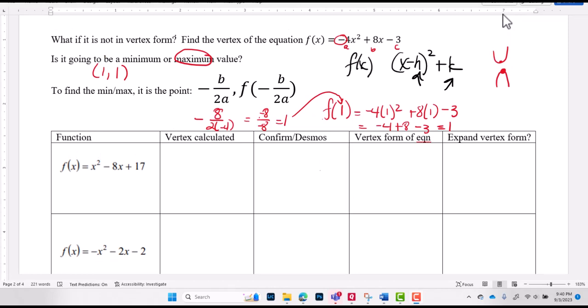So on these next two, I want you to find the vertex of it using your negative b over 2a. So remember, this is a, this is b, and this is c. This is also a, b, and c.